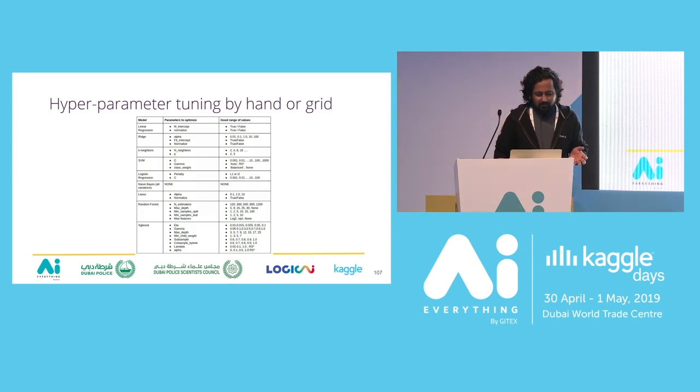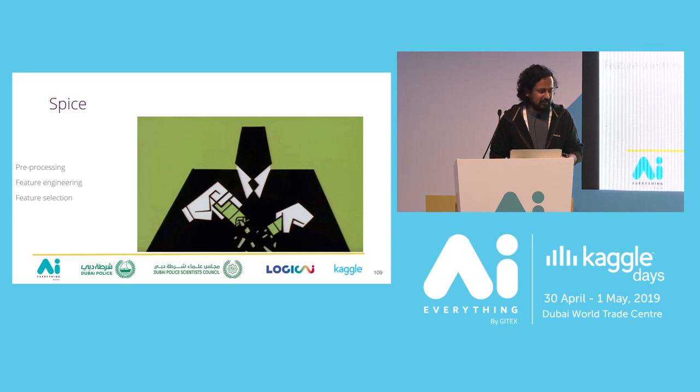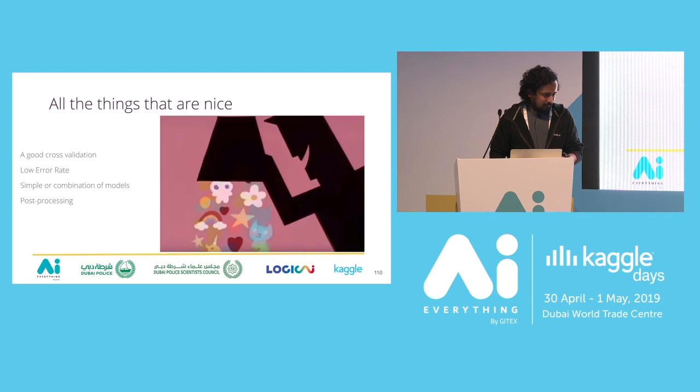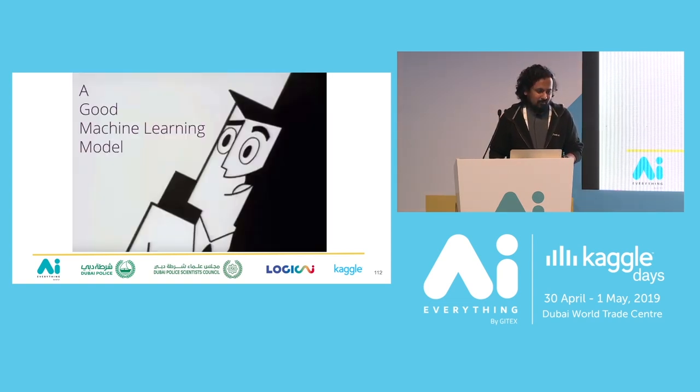But the thing is, at the end, it's all about the sugar: understanding and exploring the data. Spice: pre-processing, feature engineering, feature selection, and all the good things, which is a combination of simpler models or a good cross-validation and post-processing. And then you have Chemical X, which is, I don't know, maybe stacking, blending models, and that can give you a good machine learning model that you can use to probably win Kaggle competitions.